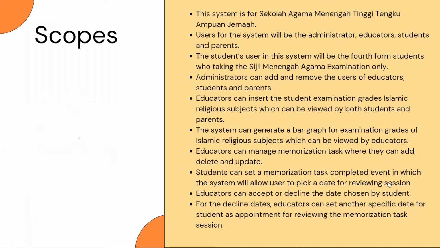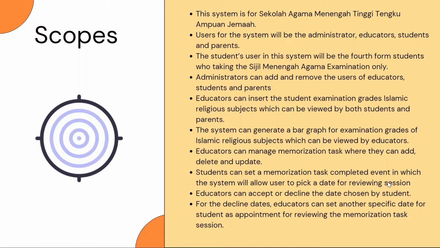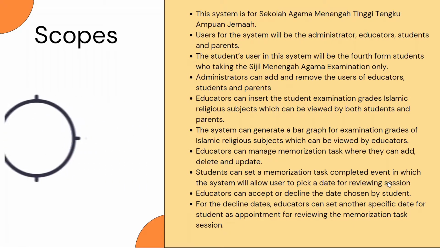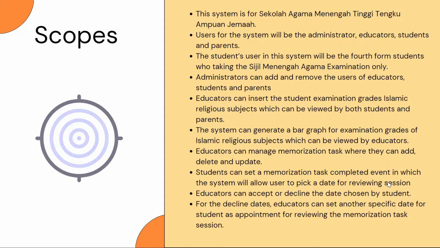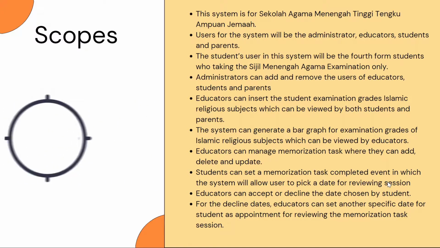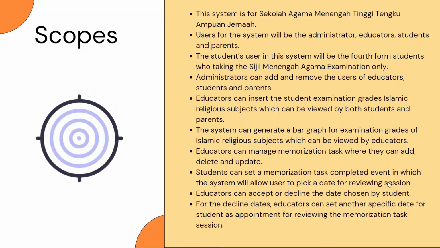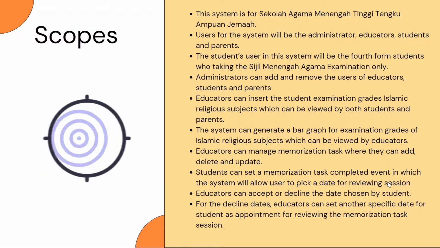Next, for the project scopes. This system is for the Sekolah Agama Menengah Tinggi Tengku Ampuan Jamaah. Users for this system will be the administrator, educators, students, and also the parents. The student users in the system will be the fourth form students taking the Sijil Menengah Agama examination only. The fourth one is the administrator can add and remove the users of educators, students, and parents. And for the educators, they can insert the student examination grades for the Islamic religious subjects, which can be viewed by both students and parents.